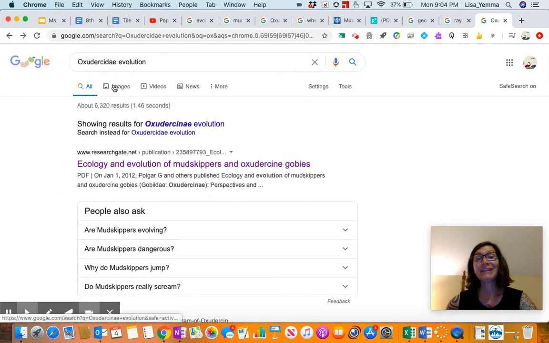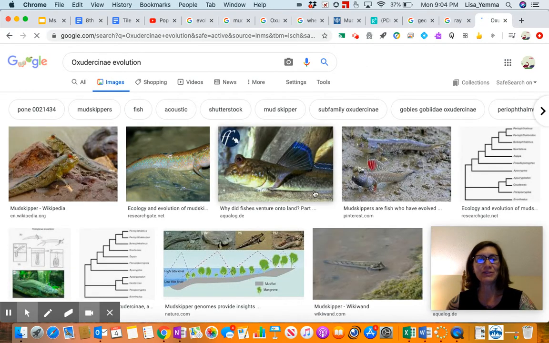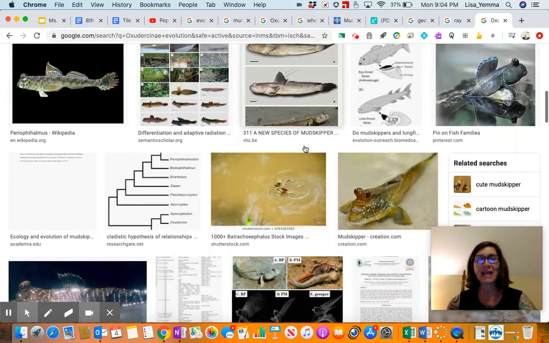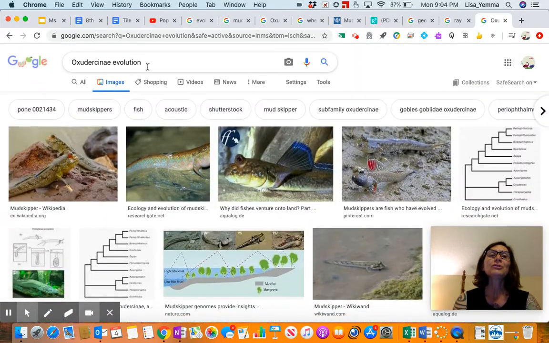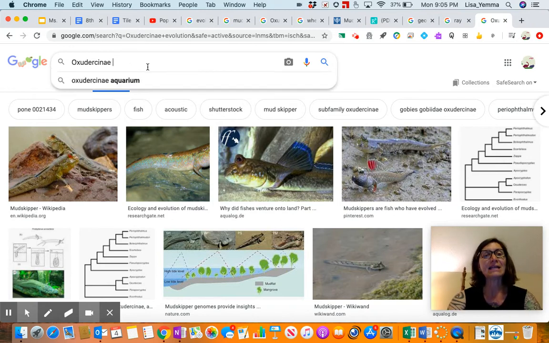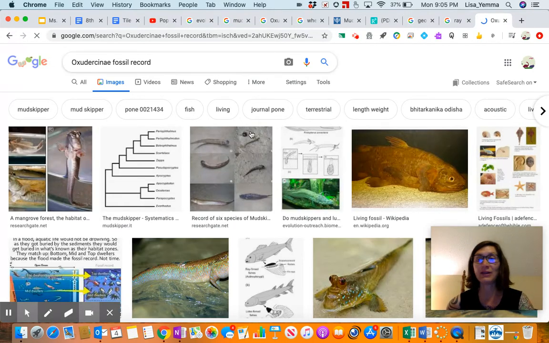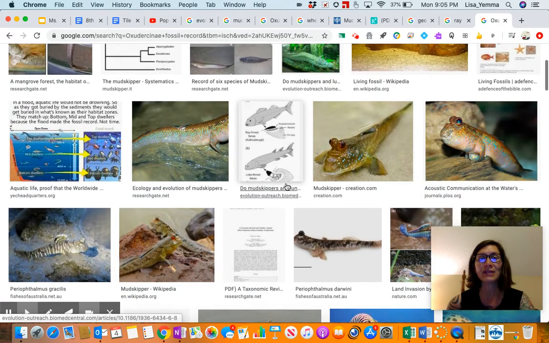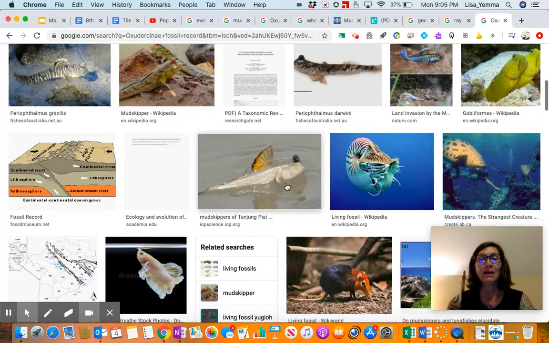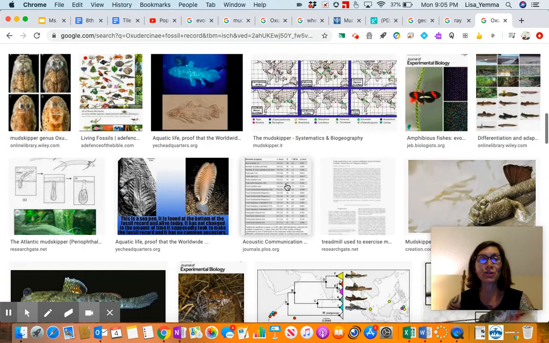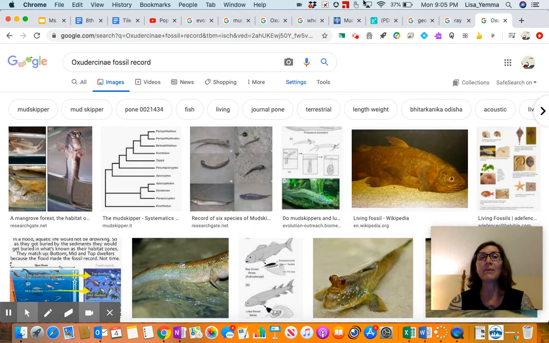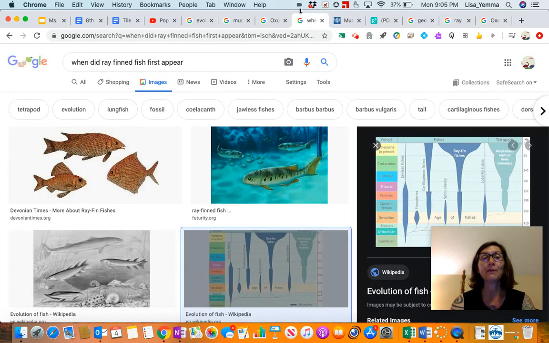So then I was like, let's go to images, because we love looking at images. And I see there's some similar images of things that I've already had, and I see it's not really bringing up what I want. So instead of looking at evolution, why don't we look at fossil record and see what we can find with fossil record. And when I look at images of fossil records, it also really isn't helping me with any timelines or charts. So I'm going to search, when did ray-finned fish first appear?